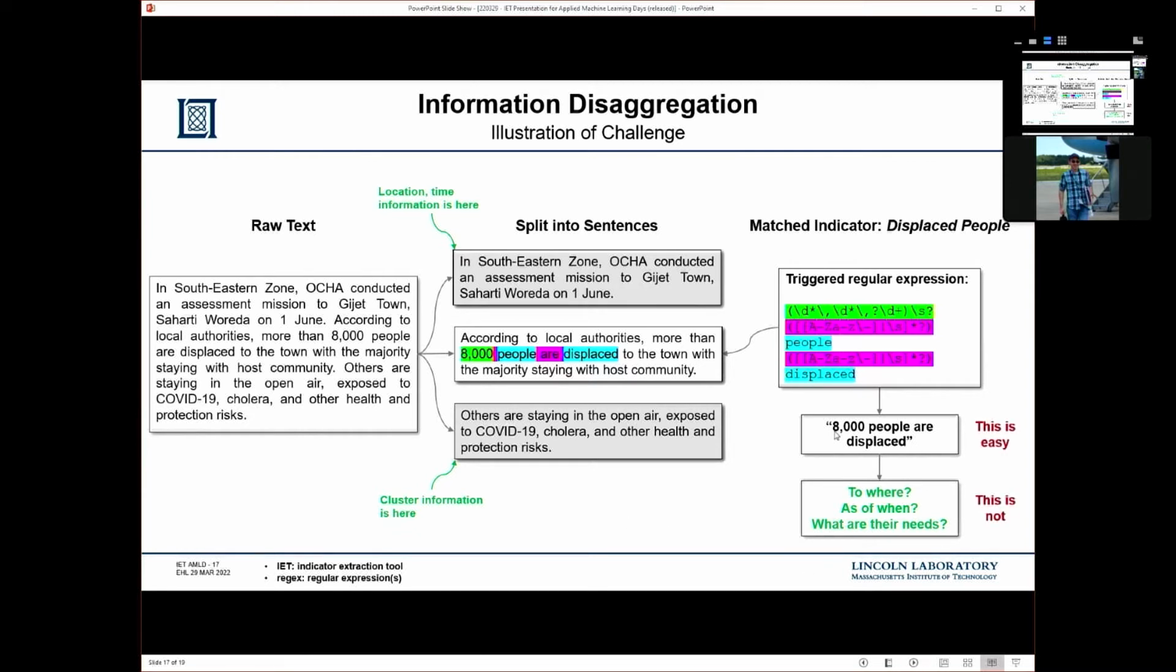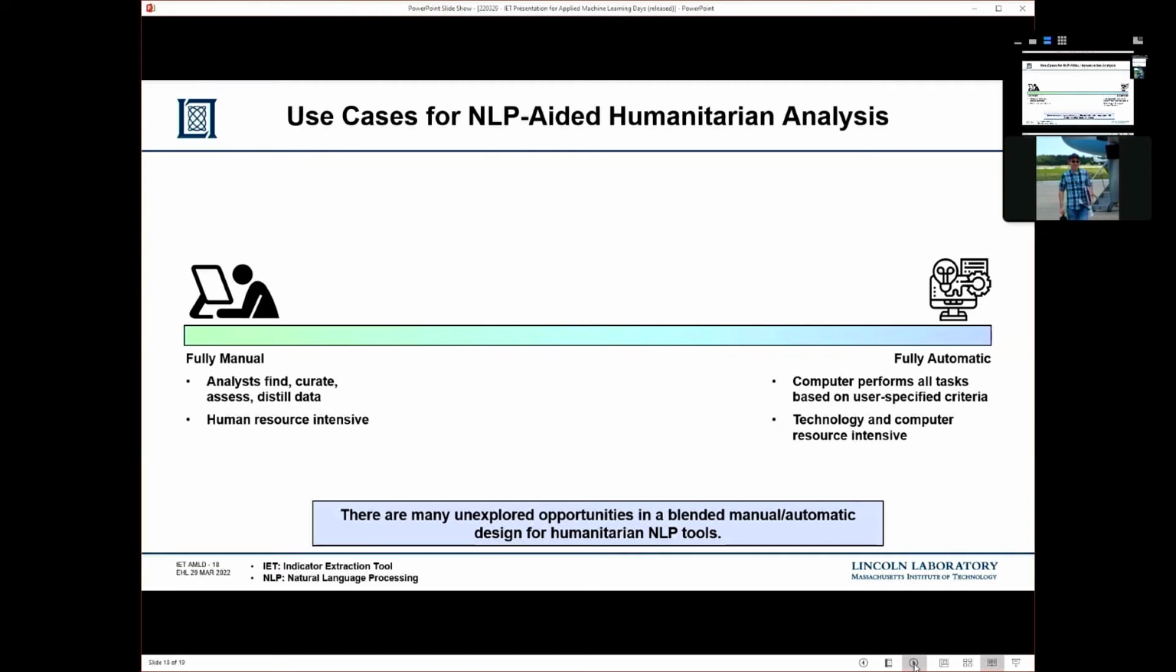So identifying the indicator and just using these regular expressions to find these things, it turns out that's fairly easy. Doing this other business where you're trying to disaggregate the indicator based on location, time, and cluster, that is difficult. And so, especially without a corpus to work with that we could use to train more advanced techniques, this is currently beyond the reach of our tool. And it's either at or beyond the reach, as far as our understanding goes, of the cutting edge of natural language processing tools of documents.